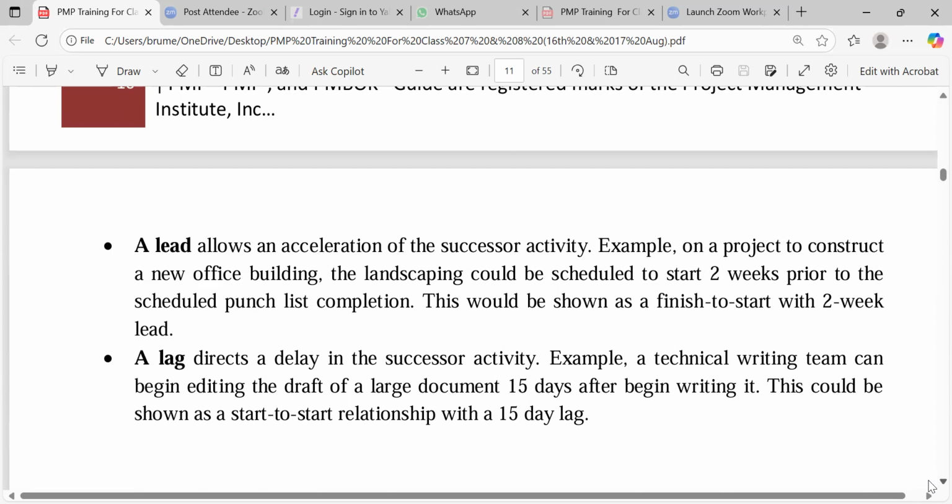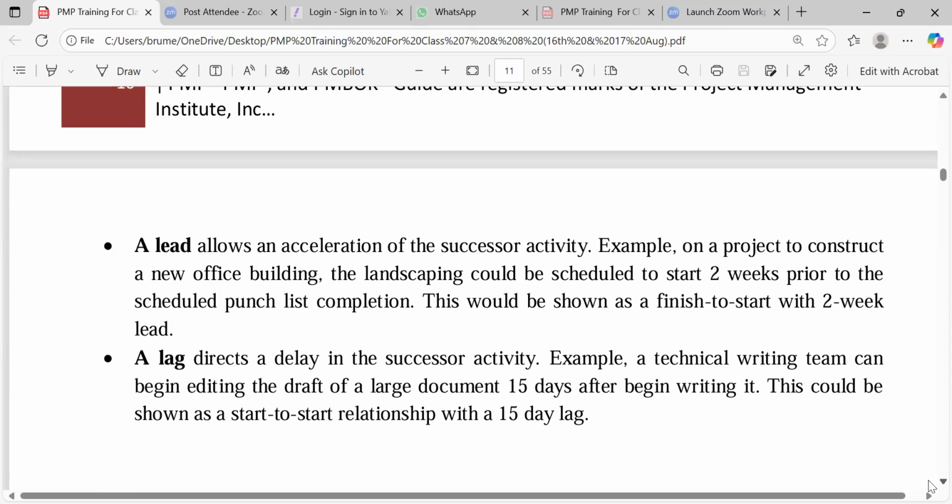Which means we must complete the schedule punch list before we start the landscaping. But the punch list should not be completely complete. When we have 2 weeks left, we can start the landscaping. Is that clear? Yes, it's clear. And when I show you the diagram, you will understand.